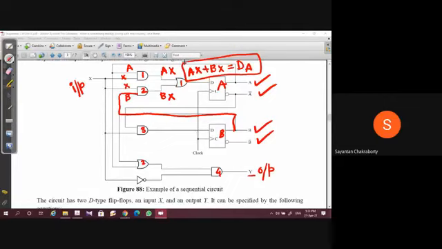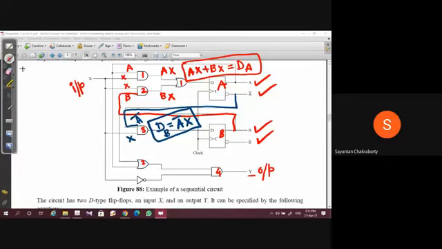Similarly, if you consider this AND gate, this signal is A bar, and the other signal is X. So what is your DB? DB = A bar X. So this is the input equation for flip-flop B.